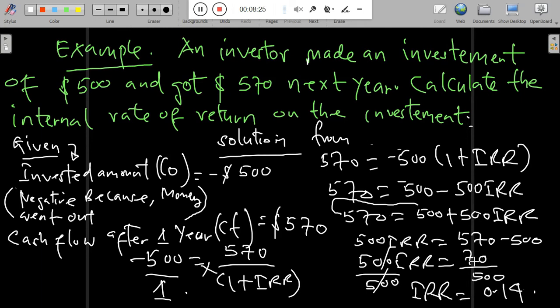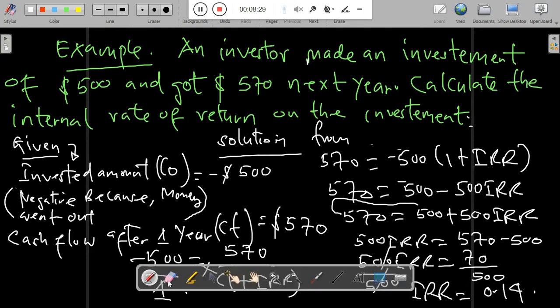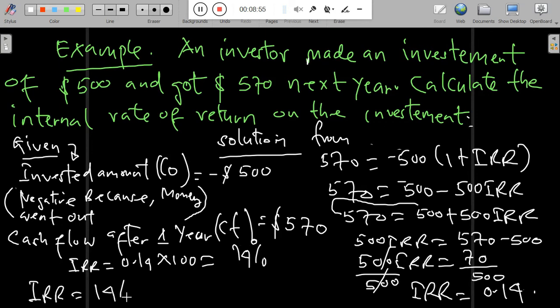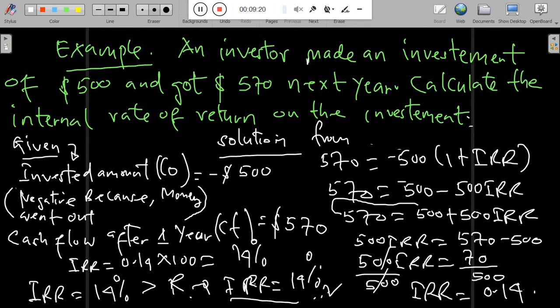If we take 0.14 times 100, the answer is 14%. So our IRR is equal to 14%. This implies that we may cross-check whether it is greater than the required rate of return to accept or reject the project. So our IRR is 14%, and that will be our answer.